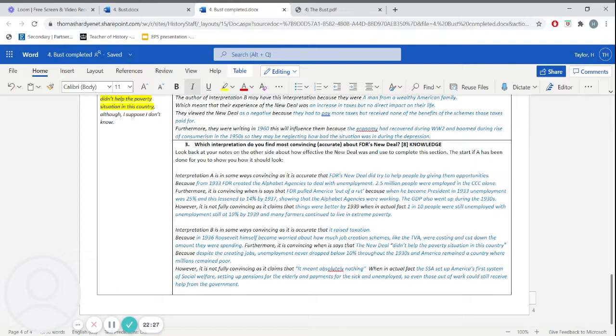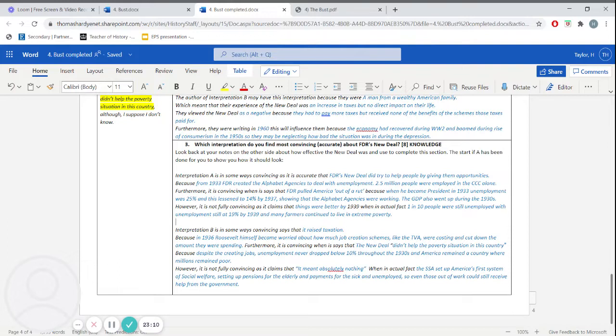And then you can see here I've essentially done the exact same thing with interpretation B, and I'll just read this out for you. So interpretation B in some ways is convincing, as it says that it raised taxation, because in 1936, Roosevelt himself became worried about how much the job creation schemes like the TVA were costing, so he cut down the amount of money that they were spending on them. So it was costing a lot of money, and Roosevelt had to cut it back.